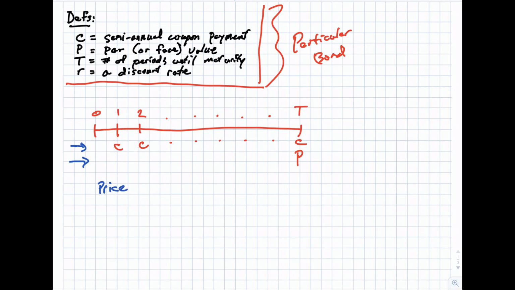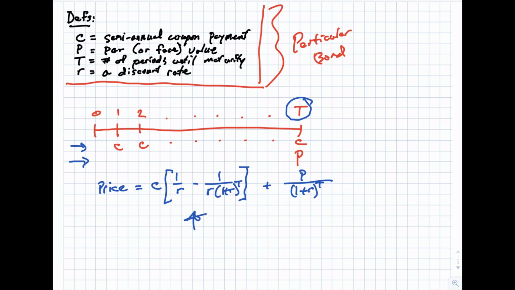we would say the price is equal to the present value of the coupon stream using T, or the number of periods until maturity, as the T in the annuity factor, plus the present value of the par value repayment, again using T as the exponent in the denominator because that par value repayment occurs at time T. So again, we've got the present value of an annuity plus the present value of a lump sum.